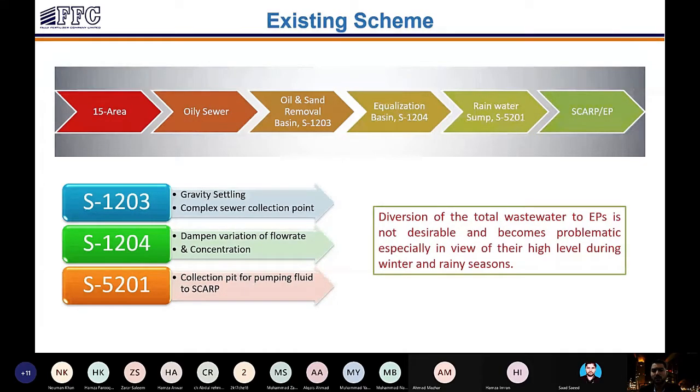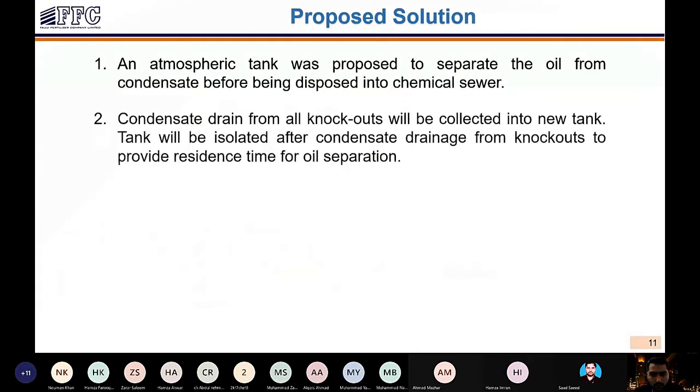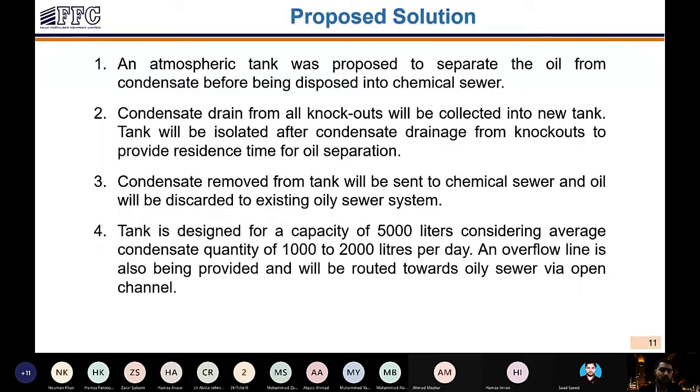Diversion of total waste to EP is not desirable and becomes problematic, especially in view of high level during winter and rainy seasons. To mitigate this problem, we opted for a cheaper solution because these problems were not frequent. They were only experienced once a high amount of condensate is coming with the gas, and we come to know that during routine visits to the 15 area knockout vessels, which are provided with high level alarms as well as normal GLGs, so that whenever condensate is present in the knockout, we can drain it.